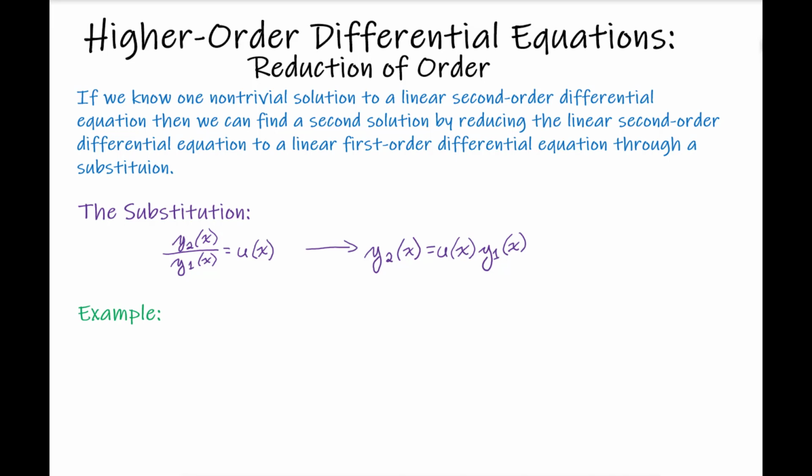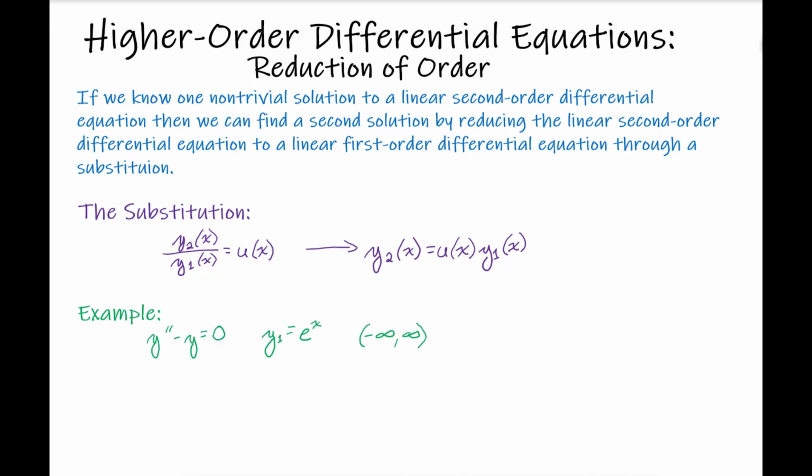Since I know what y1 is, I can solve for y2 of x by simply multiplying by y1, and I'll get y2 of x equals u of x times y1 of x. Now, that's the substitution that I'll be making into my differential equation as the solution in order to reduce the order of my differential equation and to give me the chance to find my second solution. Really, the best way to understand this is to go through an example and see how this plays out. So let's do an example.